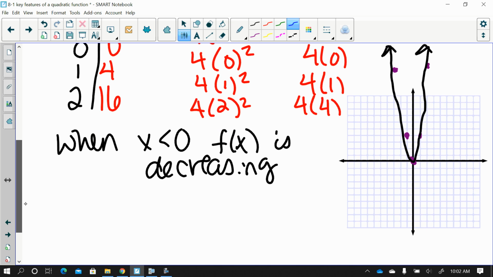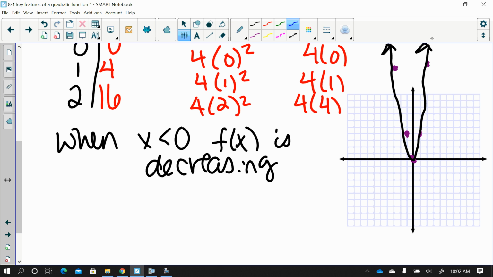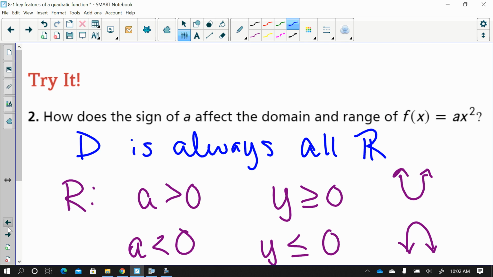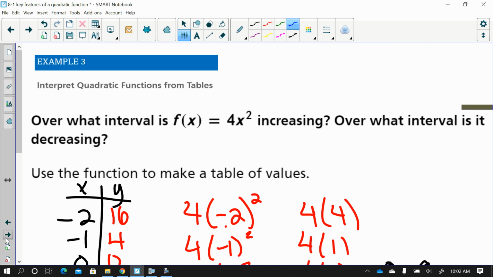And then it's increasing once I hit 0 and keep going. So when x is greater than 0, that means f of x is increasing. I have a positive slope. And again, notice right when I hit that vertex, I switch directions. Oops, sorry, went the wrong way.